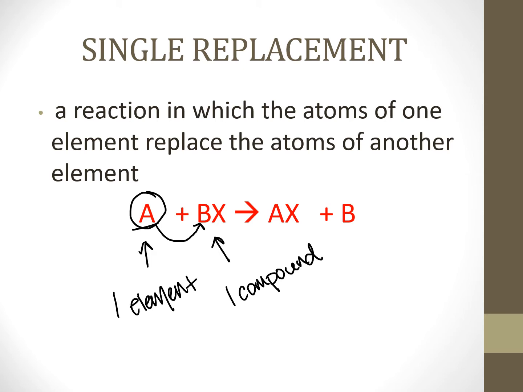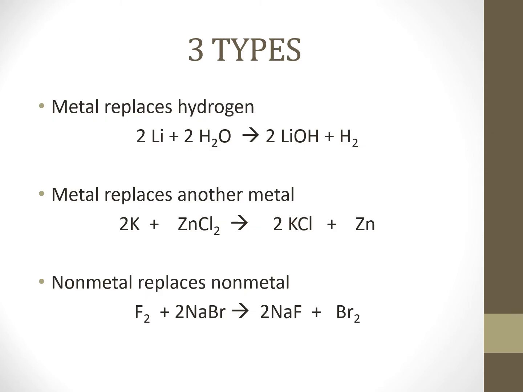So in this case, if A is a metal, it's going to replace the metal in BX to get AX plus B. So B ends up by itself. A is now combined with the X. You could also have A replace X if A is a nonmetal. So you just have to pay attention, is A metal or nonmetal, and that will tell you what it is trying to replace in the compound. So you basically have three types. You could have a metal replacing hydrogen, a metal replacing another metal, or a nonmetal replacing a nonmetal.